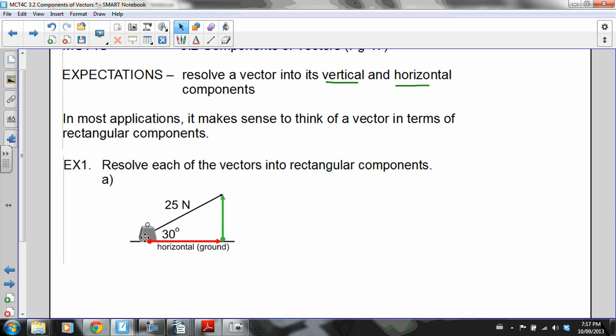So when you're pulling on a weight, part of this force is going to drag the weight along the ground. The other part of the force is tending to lift it up, probably make it easier to move forward. And notice if the angle changes, the components will change.